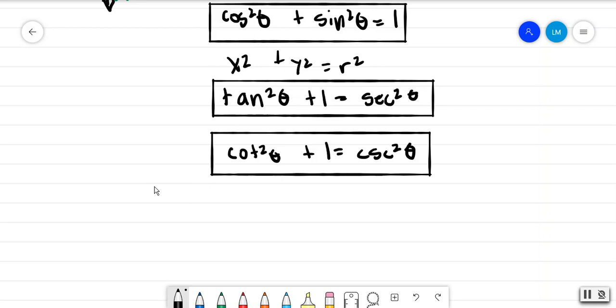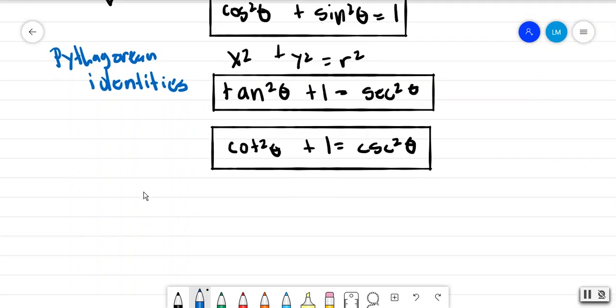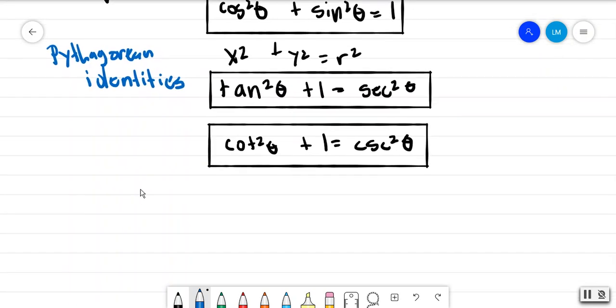Now, these are what we call the Pythagorean identities. Another terminology that we can use is that these are the fundamental identities. And in that case, cosine squared plus sine squared equals 1. That's one of the most important formulas that we'll be using in this class.